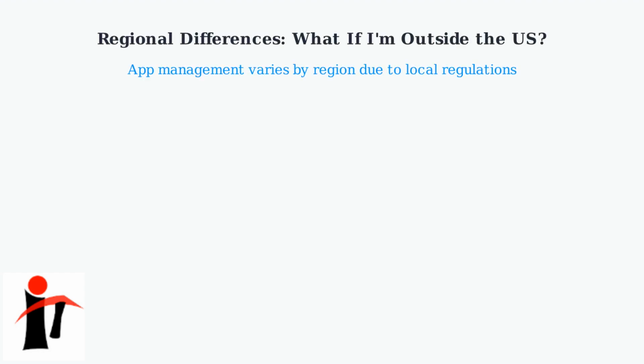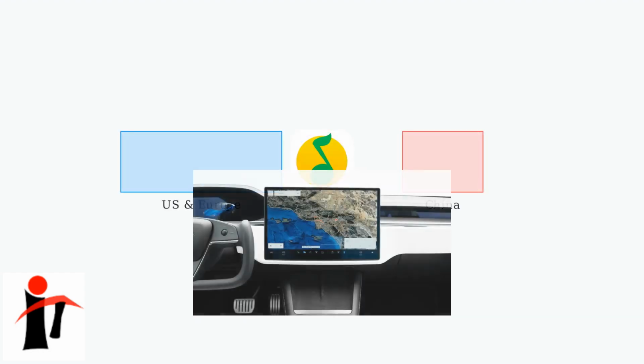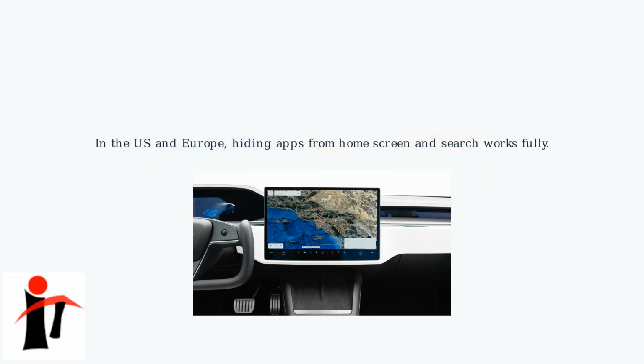The app hiding process works primarily in the US and Europe, where Tesla's software updates allow full customization of home screen and search visibility. However, in other regions like China, certain pre-installed apps might be more difficult to hide due to local regulations and market-specific integrations. For example, in China, apps like QQ Music might not have the Include in Search toggle available, making it harder to remove them from search results. This is because of regional requirements for integrated services. Always check your local Tesla documentation or community forums for specific instructions tailored to your region, as features can vary based on local laws and partnerships.